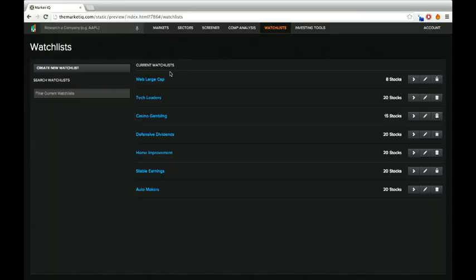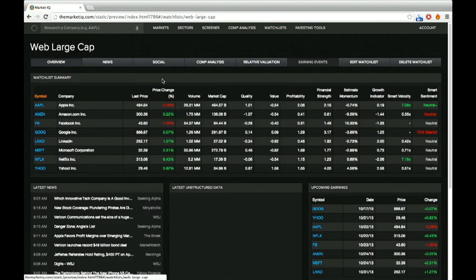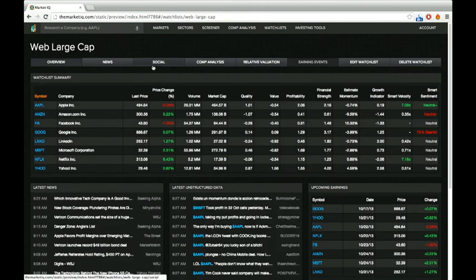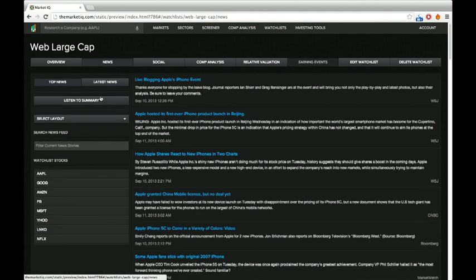But wait, there's one more thing. If you actually upload your portfolio into MarketIQ, MarketIQ will keep you abreast of all developments and provide you with updates pertaining to the market, news, and social. So tomorrow morning on your morning commute, all you got to do is pull out your mobile device and hit play. How Apple shares react to new iPhones in 2 charts. Apple granted China mobile license, but no deal yet. Apple iPhone 5C to come in a variety of colors, video.